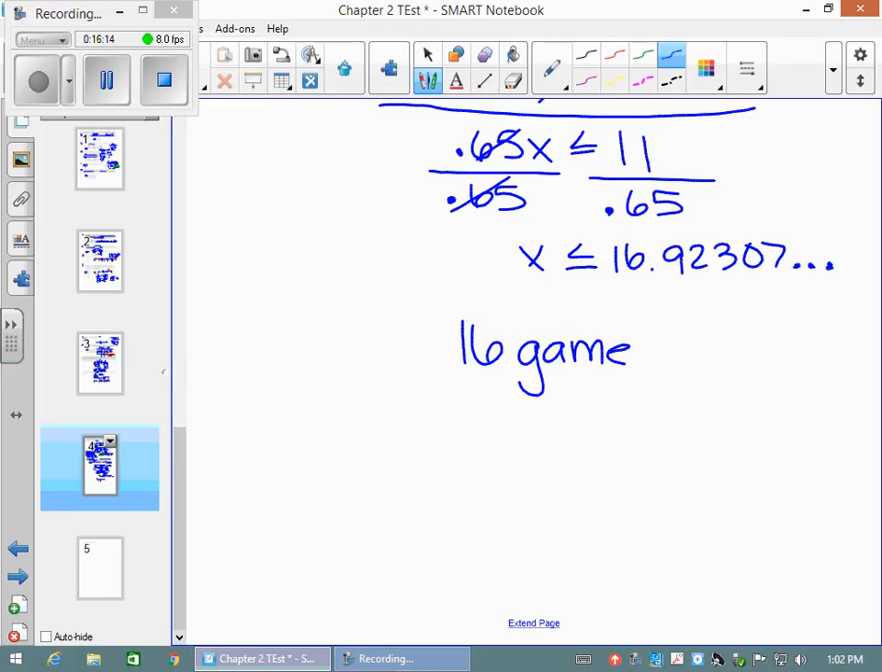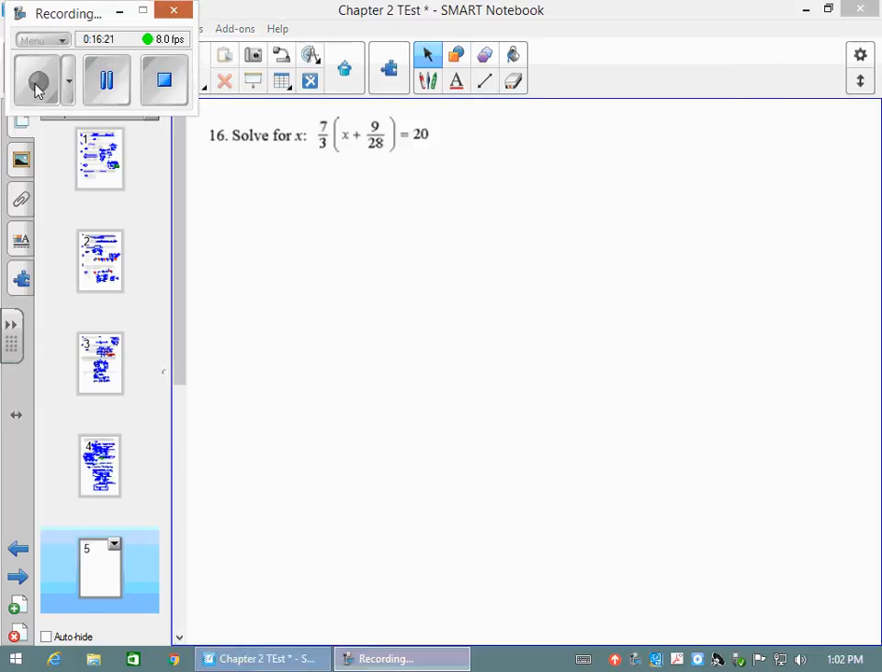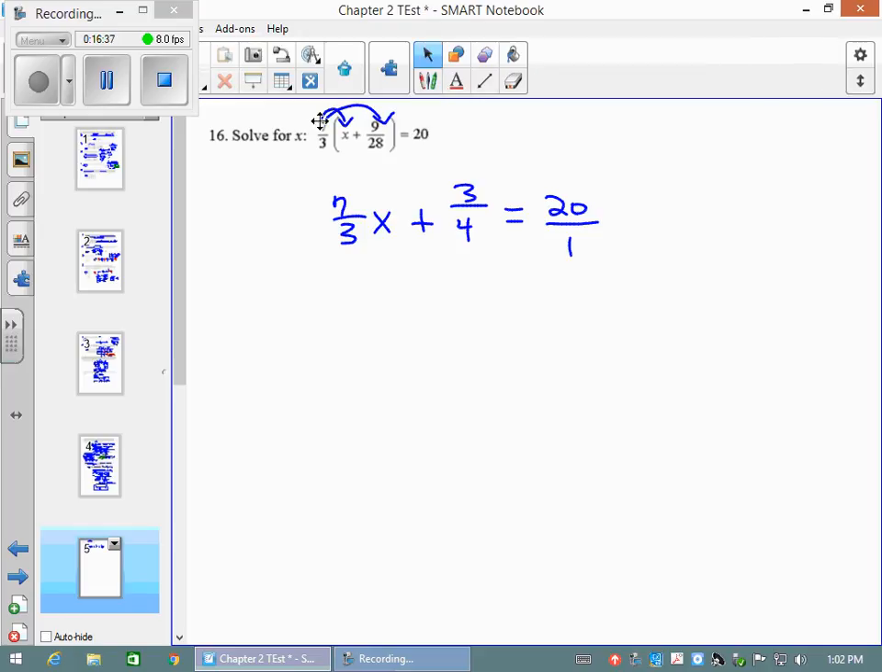Okay, so taking a look at the last question, you want to first start by distributing the 7/3. So that would give you 7/3 x plus 7/3 times 9/28, reduced, gives you 3/4, equals 20. I'm just going to put the 20 over 1, so all my terms have a denominator. So I'm looking for the LCD between 3, 4, and 1.